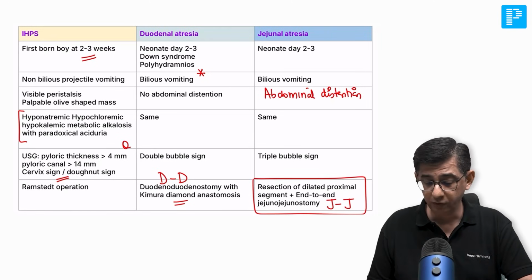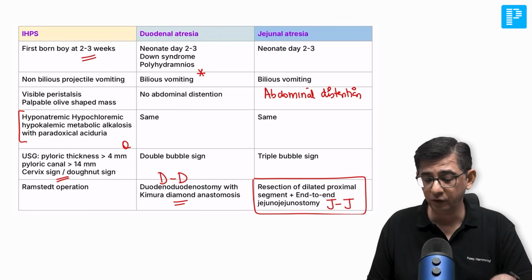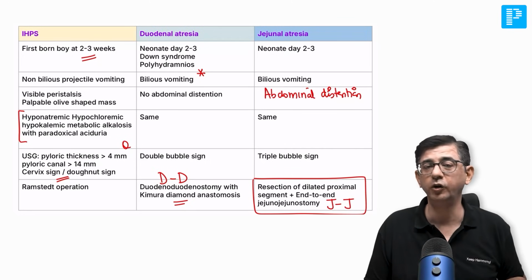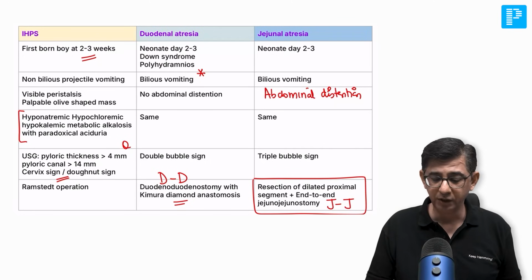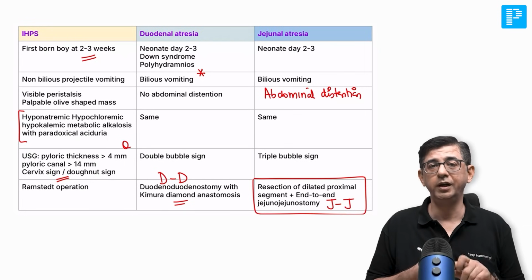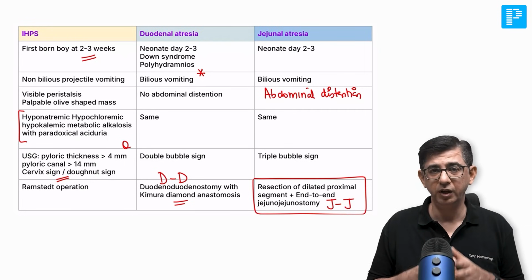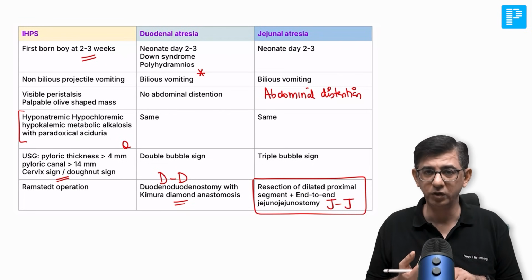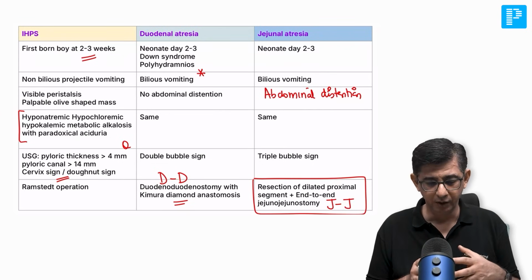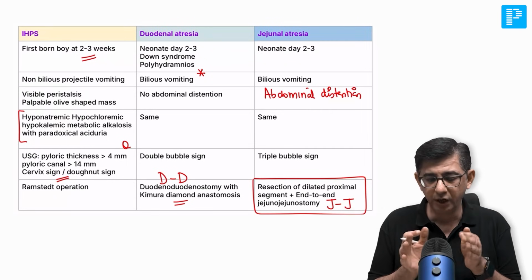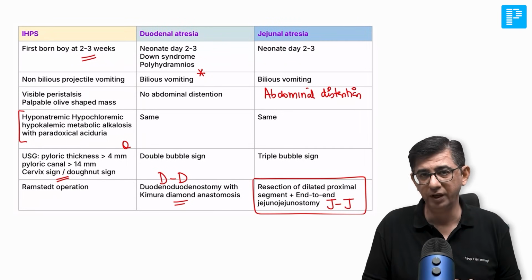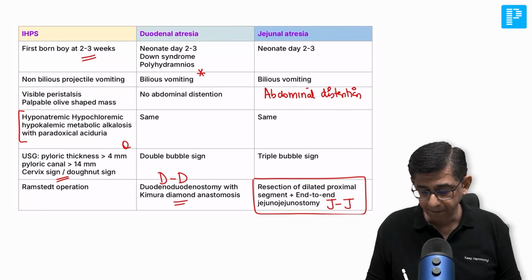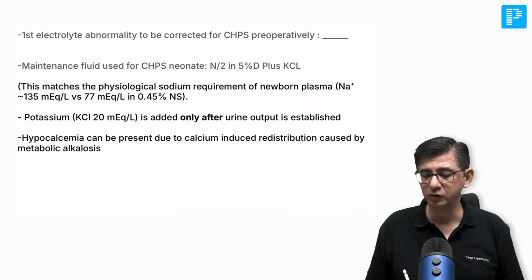And one of the important things to be remembered is that in all of these patients, you can't operate because there are electrolyte imbalances. So a question that came in the paper was, which electrolyte imbalance would be corrected first? Then we have to give normal saline, not obviously normal saline in children. We give N/2 saline because the amount of sodium that I need to give to a child would be relatively lesser. So I can be using N/2 in 5% dextrose for this patient.